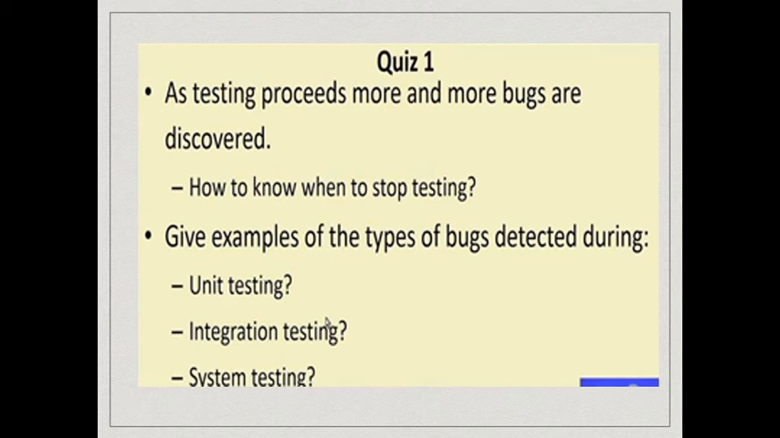Give examples of the types of bugs detected during unit testing, integration testing, and system testing. In unit testing, we can identify bugs within a unit, for example logical errors. In integration testing, we identify the bugs at the interface of two modules, so here we identify interface bugs. In system testing, we identify bugs such as performance-related bugs which are not identified during unit or integration testing.